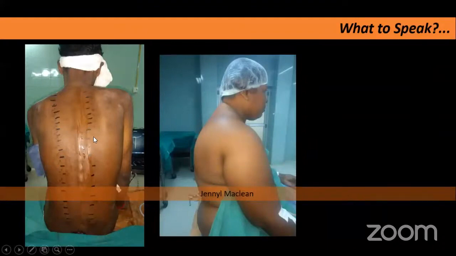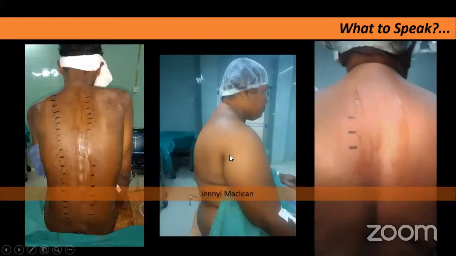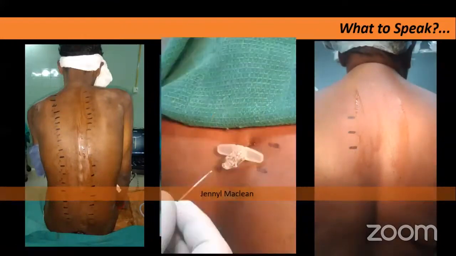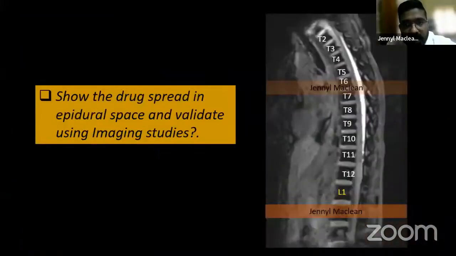These are thin patients where we can easily perform an epidural. But in obese patients, it will be very difficult to find the interlaminar space, mainly for upper thoracic epidurals. Let's see.